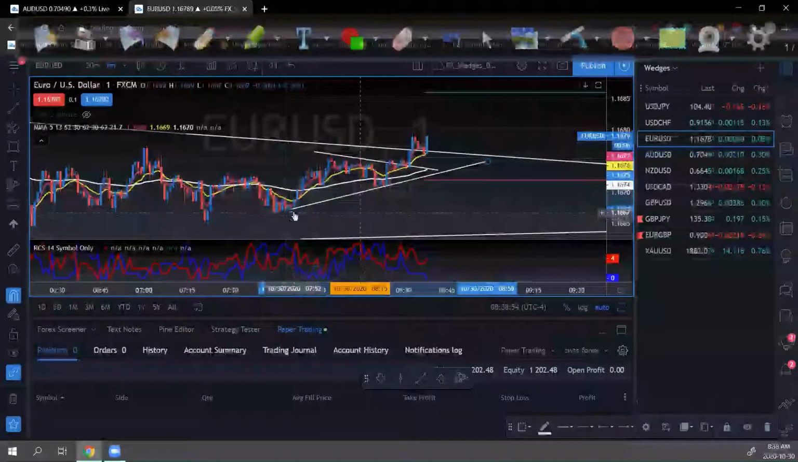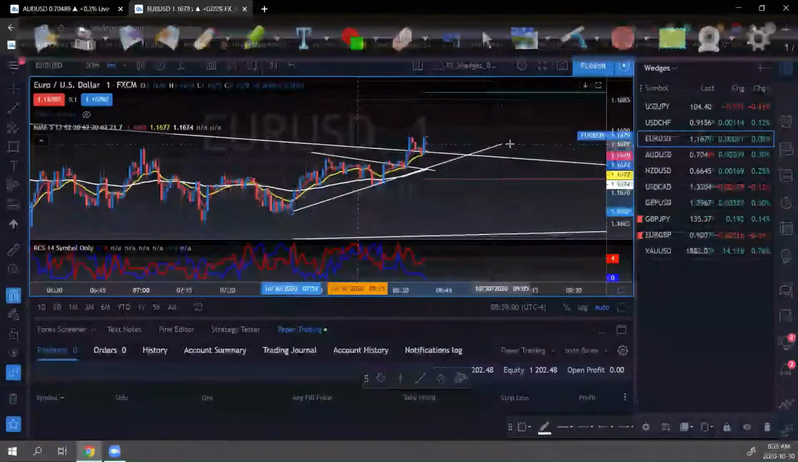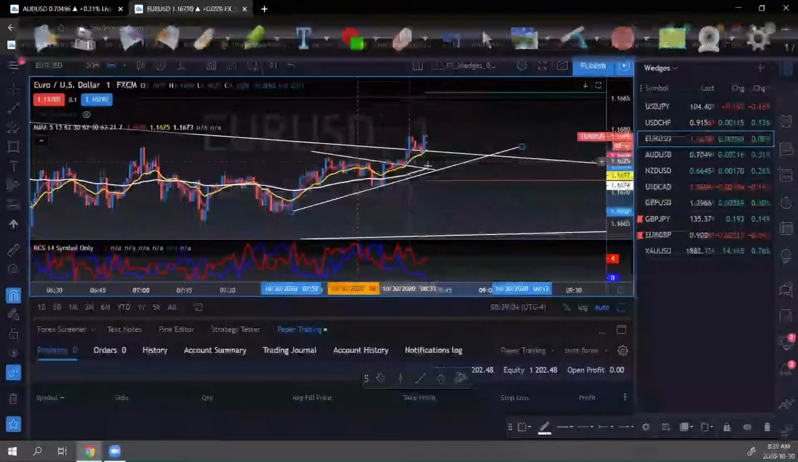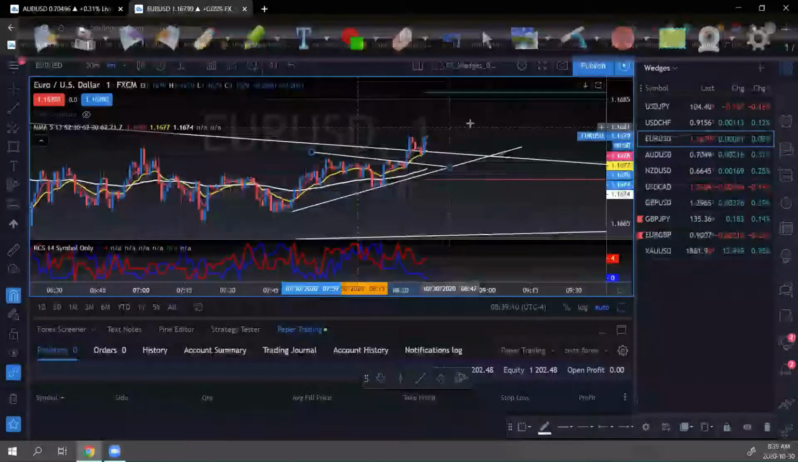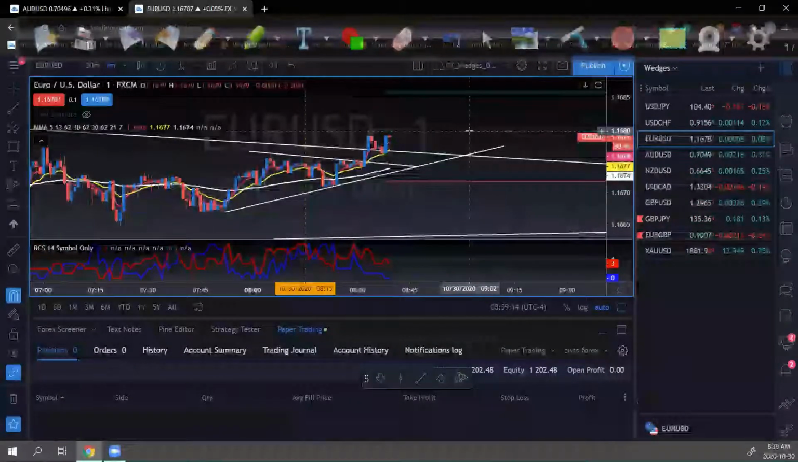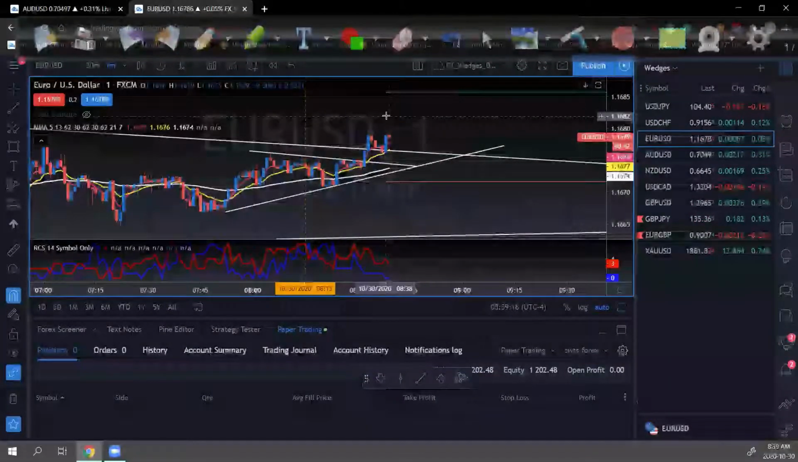Not always going to make it work, but sometimes it does. You're looking for wicks. See, this one was off by a little bit. Did you take another trade, or did you take it on the 5 minute?